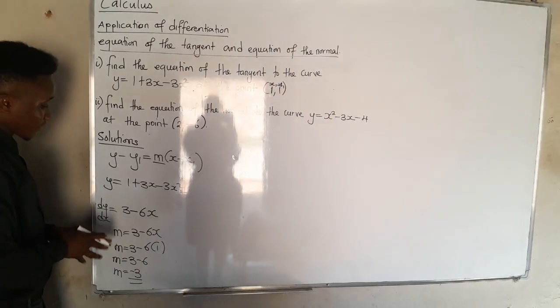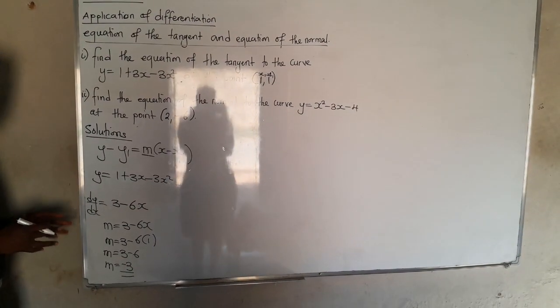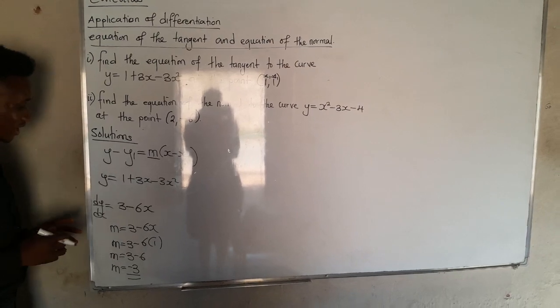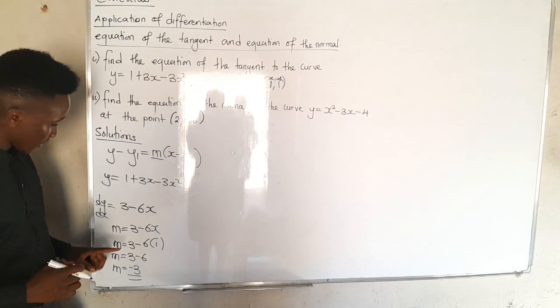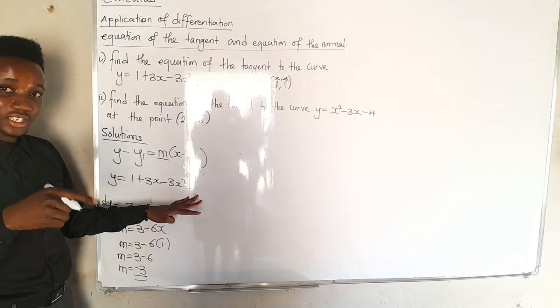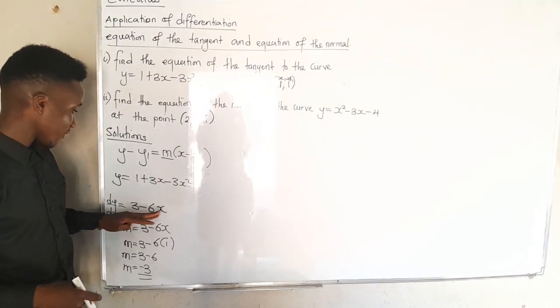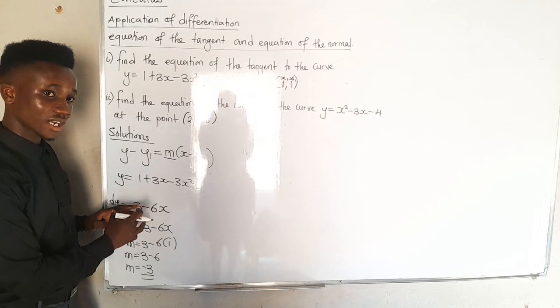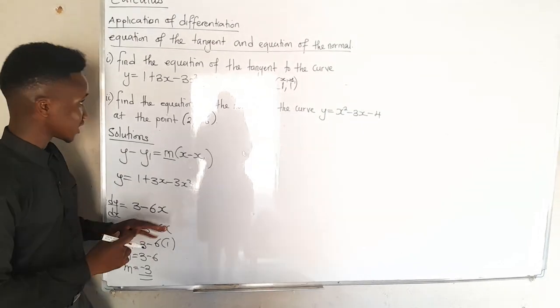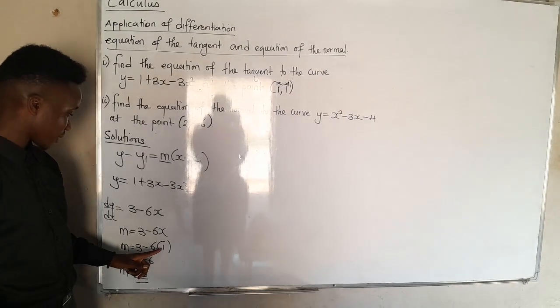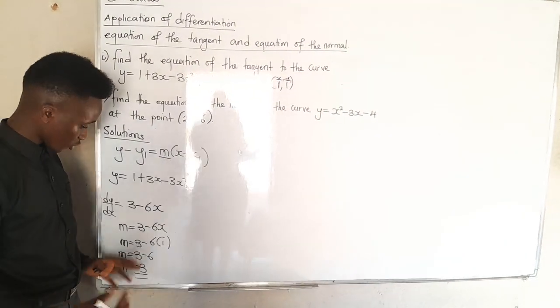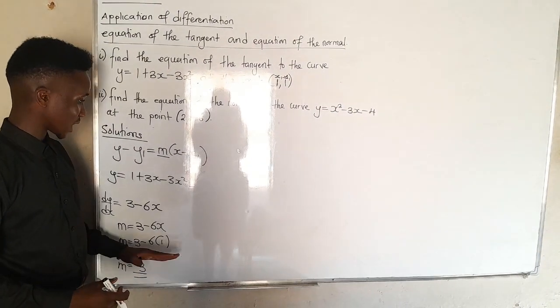So this negative 3 is what we are calling our gradient. How did I do so? I got the equation of the curve. After getting the equation of the curve, I differentiated. After differentiating, what I found, we called it the gradient function. After doing that, we checked what's the value of x on the coordinates given. We replaced, and after doing our calculation, m is equal to negative 3.